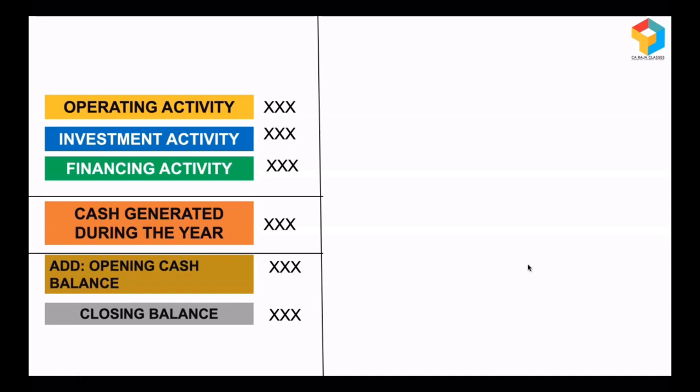I'm capturing the cash flows from operating activity, investment activity, and financing activity. I'm aggregating them so that I can get the cash generated during the year. And with this, when I add the opening cash balance, automatically I get the closing cash balance. So by having a look at this statement, I'll get to know from where money had come and where money had gone out.